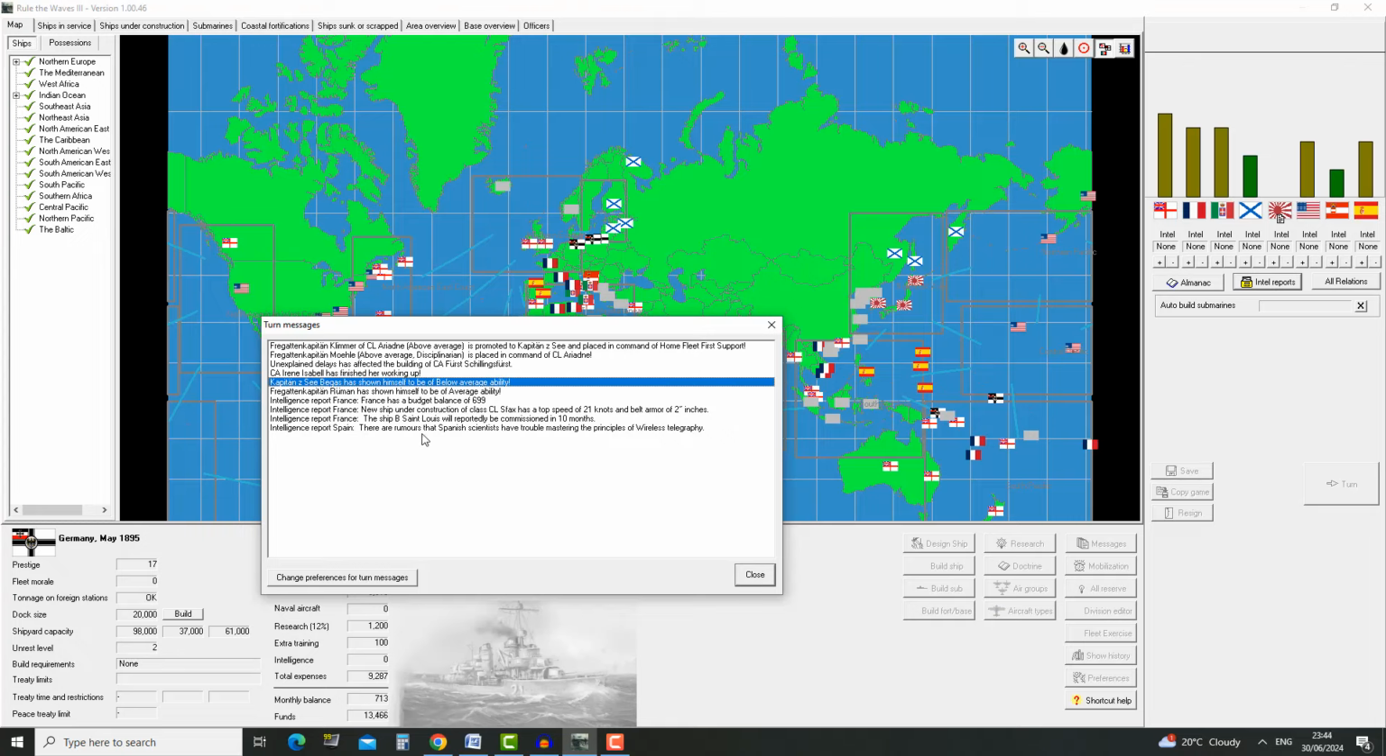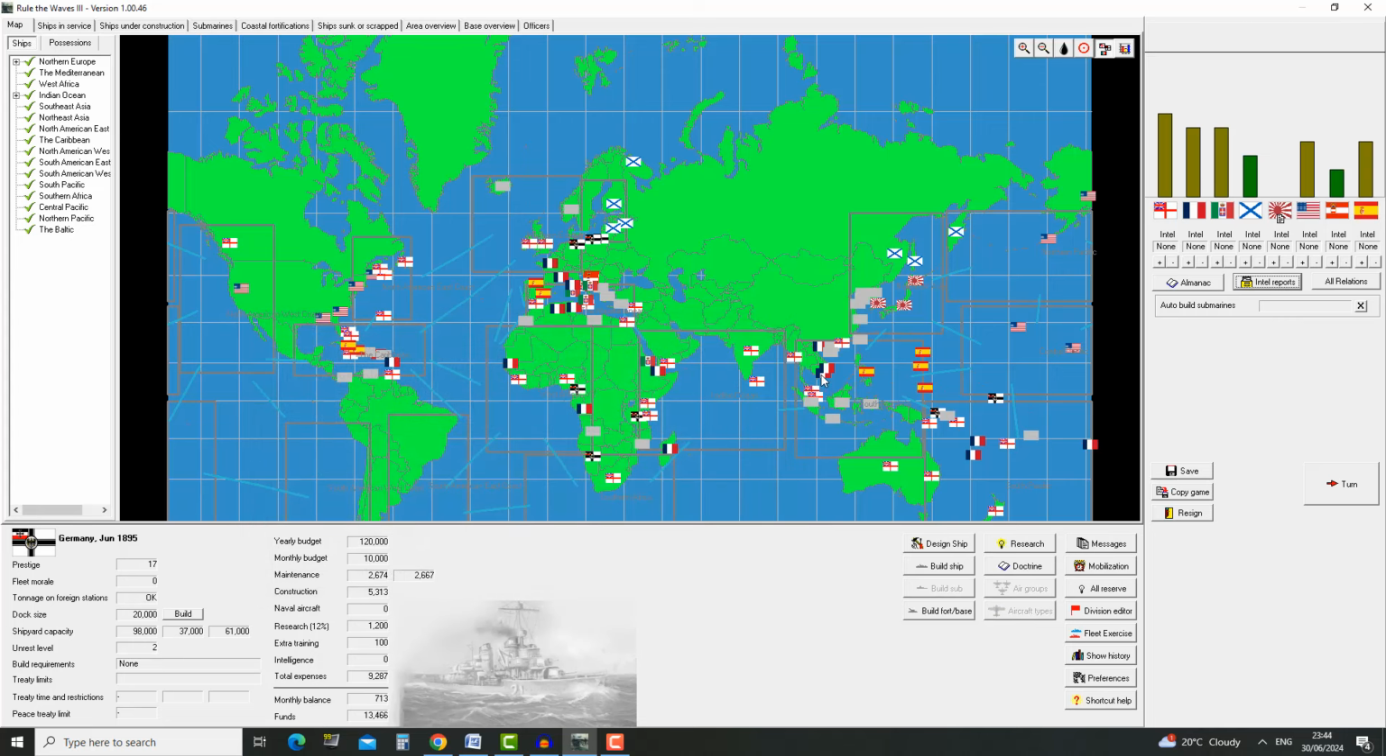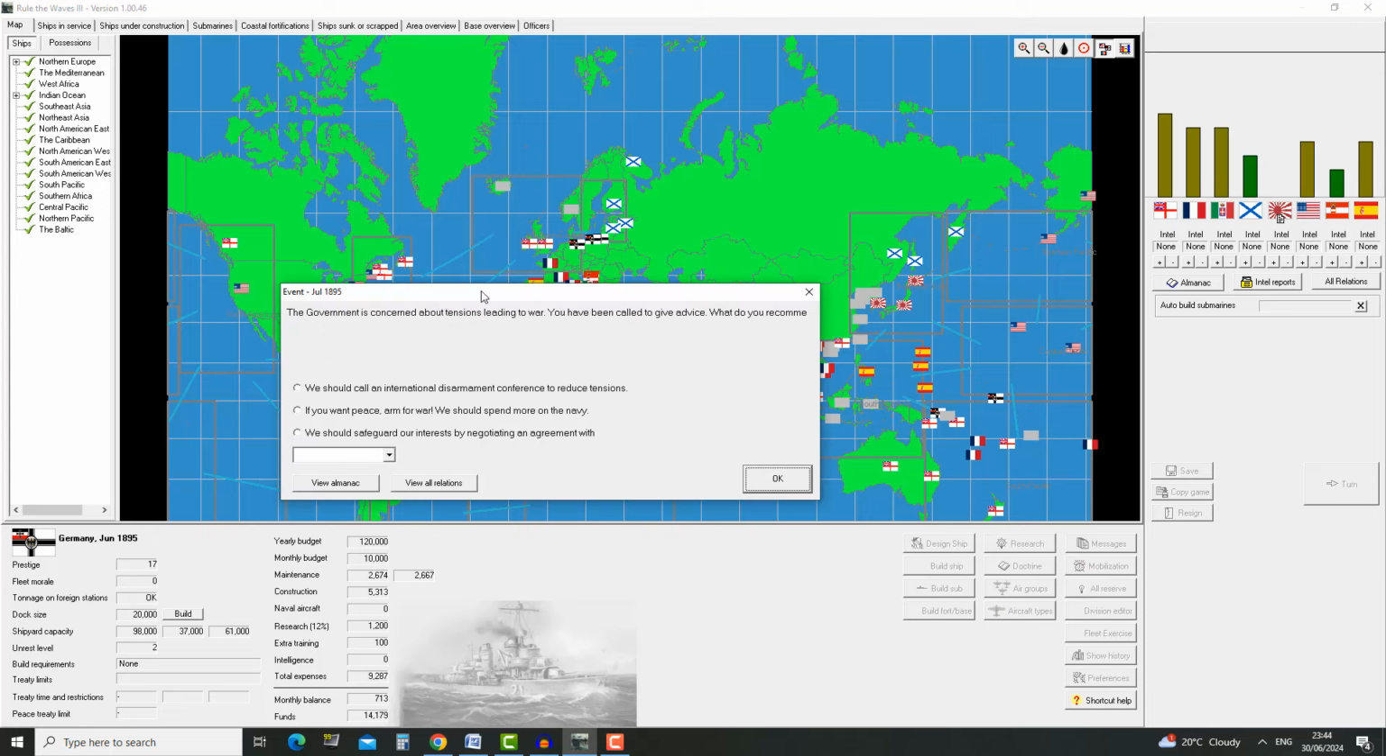Bergas, Captain Zurza has shown himself to be of low average quality. Forgotten Captain Riemann has shown himself to be of average quality. Intelligence support from France. France has a budget balance of 699. That is very much possible. New ship under construction of class Fox has a top speed of 21 knots. The ship San Luis will reportedly be commissioned in 10 months, and there are rumors that the Spanish scientists have troubles mastering the principle of wireless telegraphy. We might as well, because we are nowhere near that. Okay, one more month, and then we're going to jump and look at the battleship.